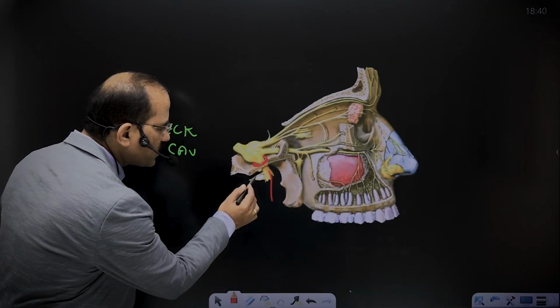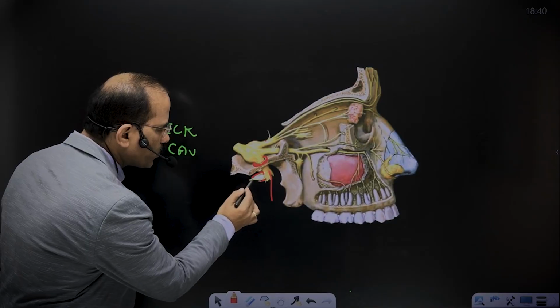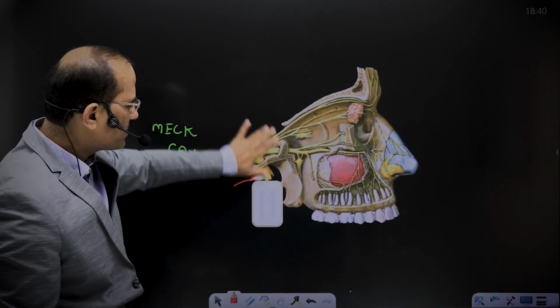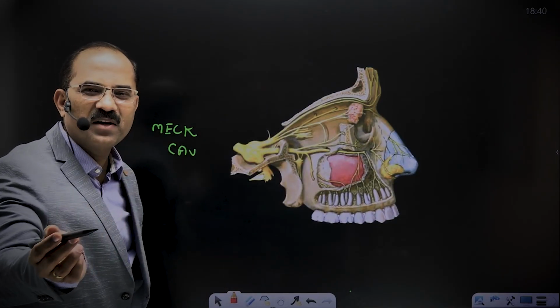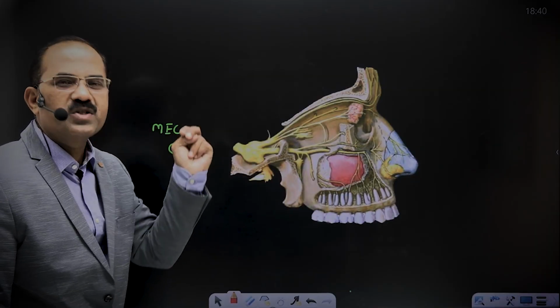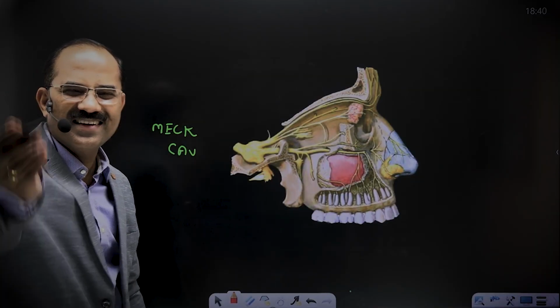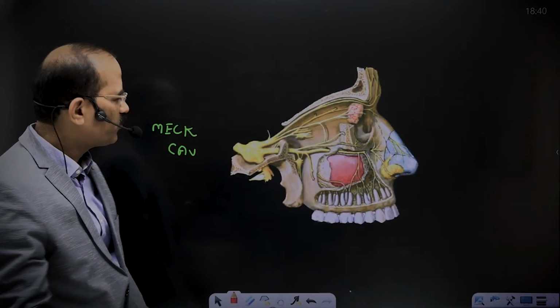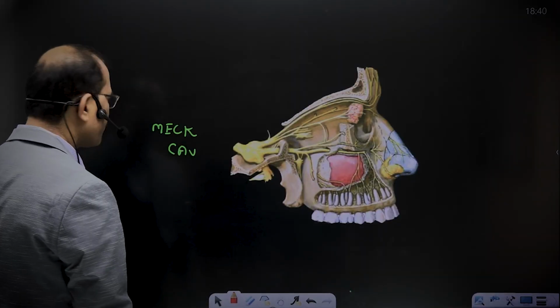And you can see this nerve which arises as two roots from the mandibular nerve. Any guesses? We have seen the mandibular nerve in the previous lectures. This is a nerve which arises as two roots. Auriculotemporal. Excellent. Auriculotemporal nerve. Perfect, students. You're all very good.